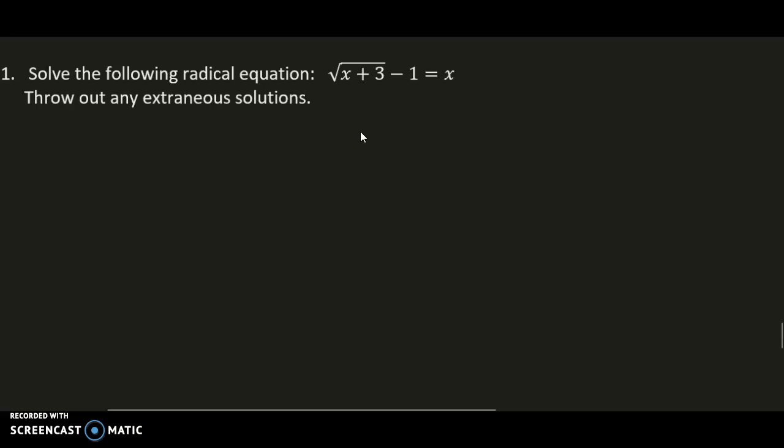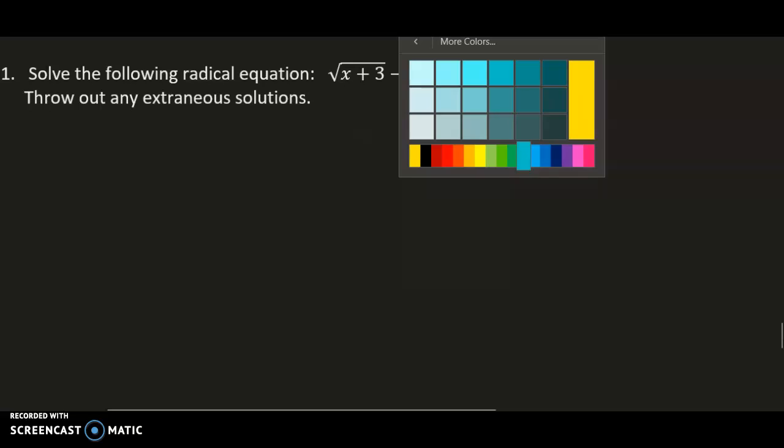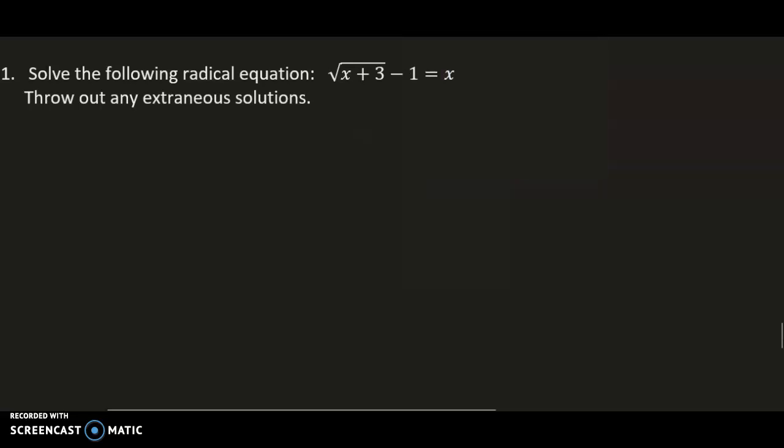Algebrainiacs, here we are. Solve the following radical equation. Throw out any extraneous solutions. So, the process is the same as before. We isolate the square root and square that square root, and then solve the resulting quadratic equation.